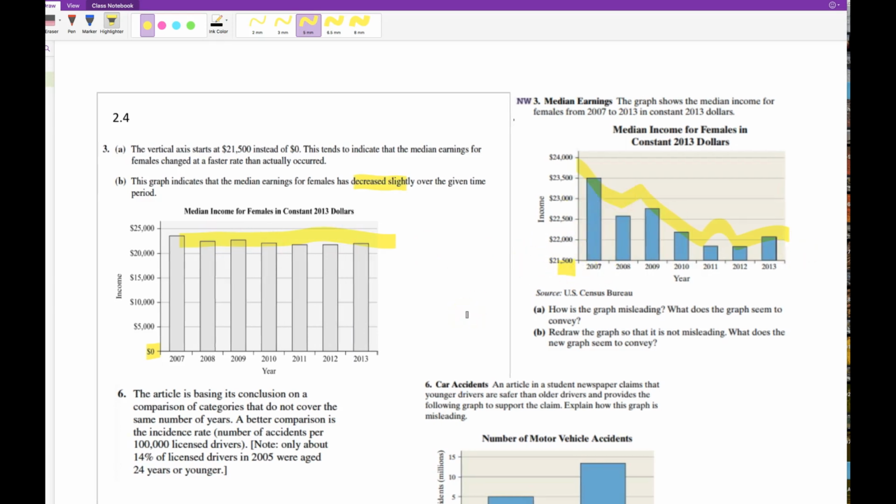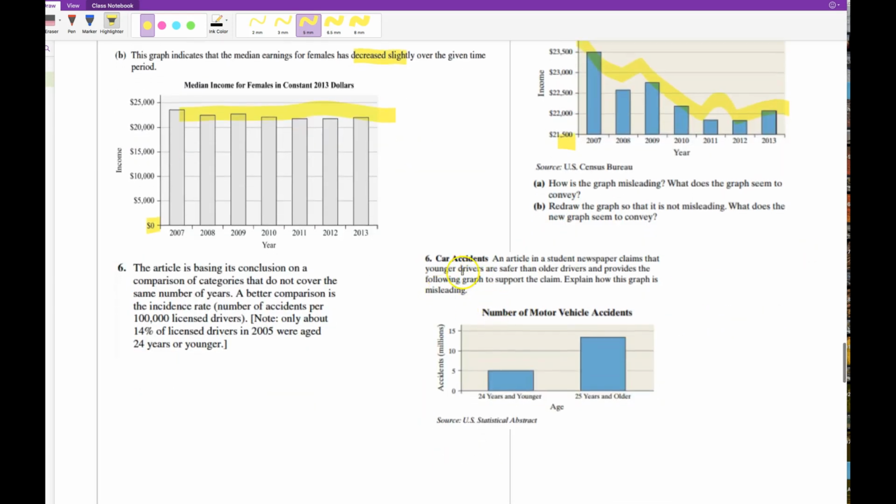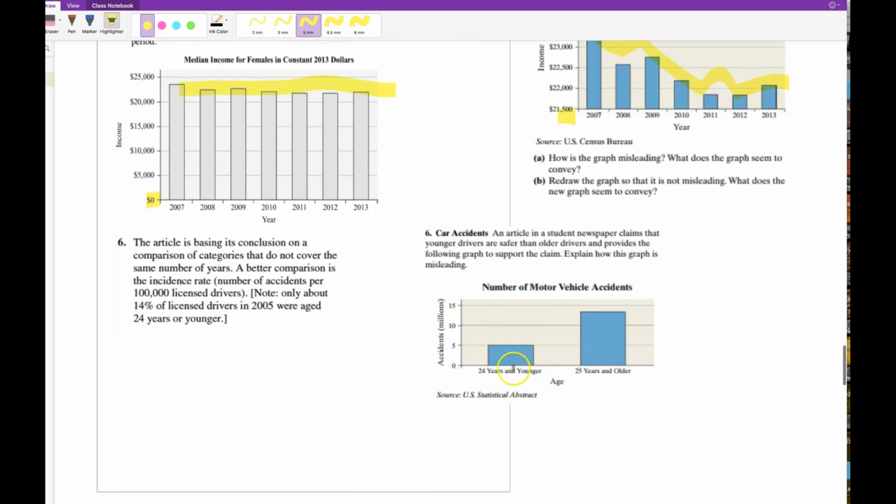So that's number 3. Number 6, car accidents. An article in Student Newspaper claims that younger drivers are safer than older drivers, and so you can see here the number of accidents, and the number of accidents for 24 years and younger is around 5 million, and then for 25 years and older is around 12-13 million.